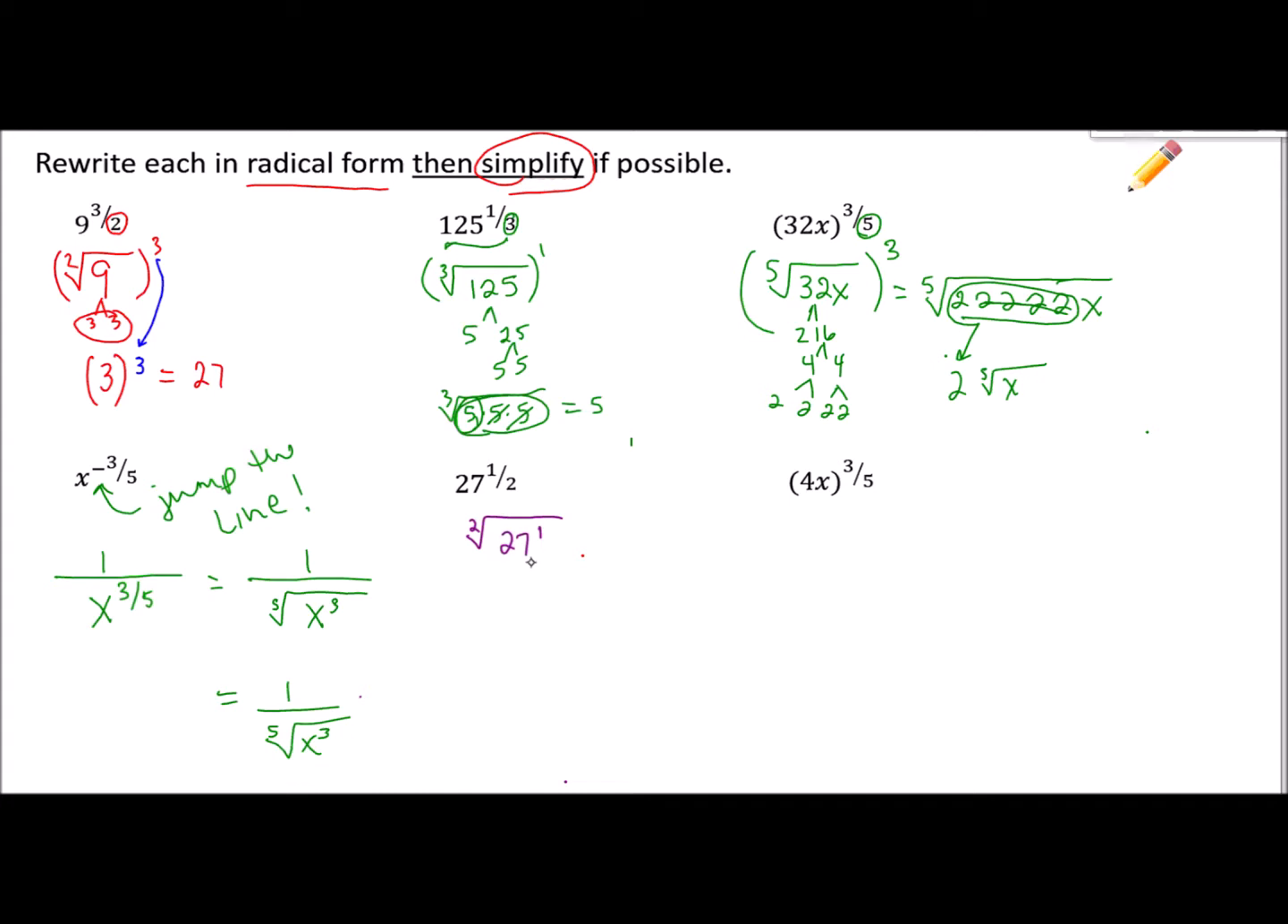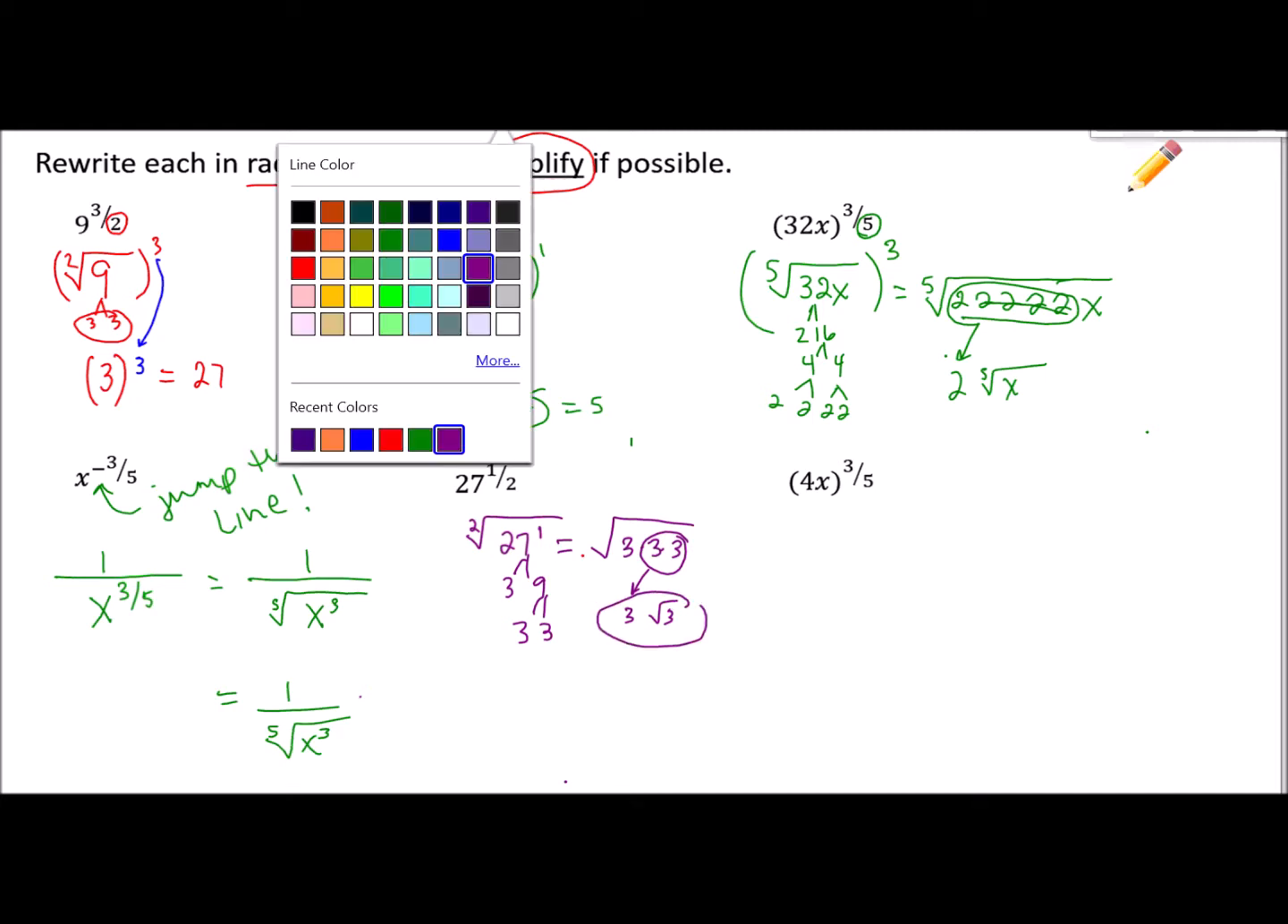Okay, 27, 3 and 9, 3 and 3. So this becomes the square root of 3 times 3 times 3. Oh, look, pair of homies. One makes it out. One dies. Next one.